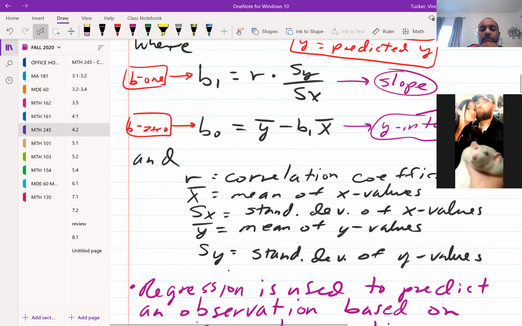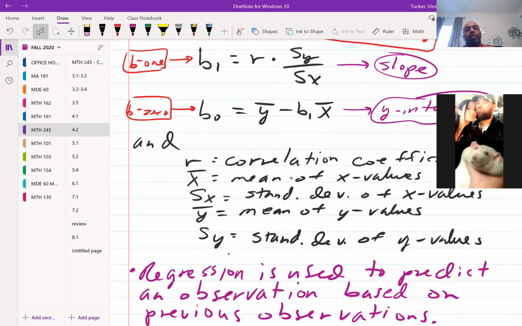Scrolling up. And so right there in the purple lets us know what we will be using our regression line for. It's used to predict an outcome based on previous observations. So the regression line is used to predict an outcome based on previous observations. Good.